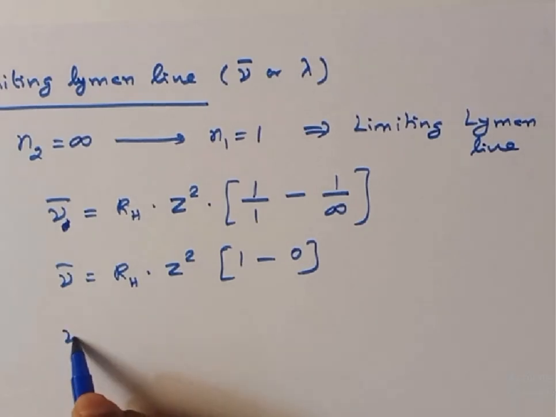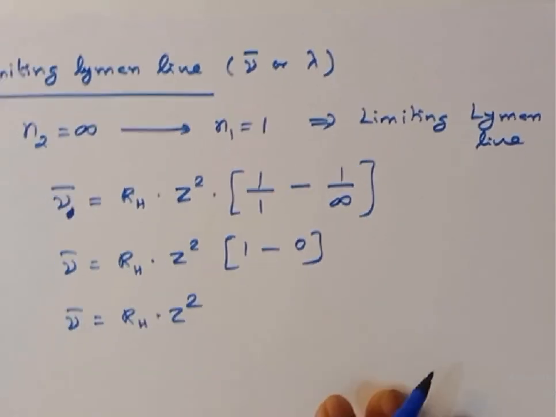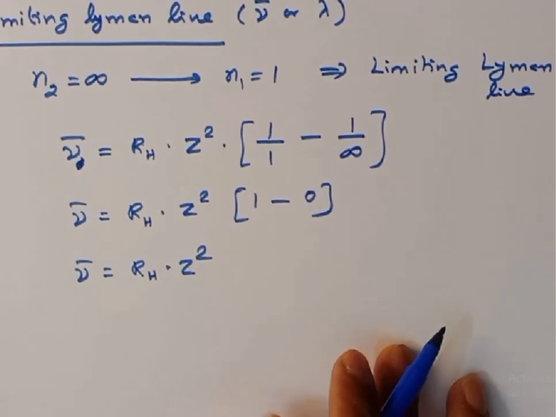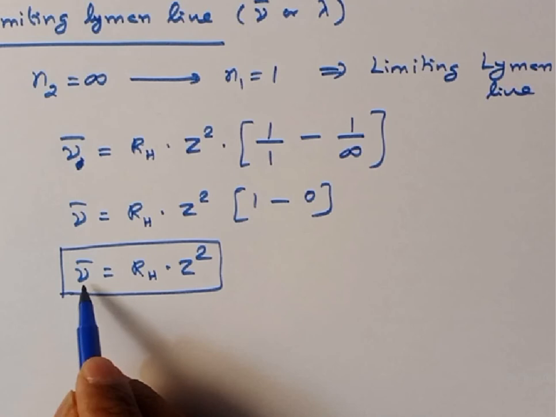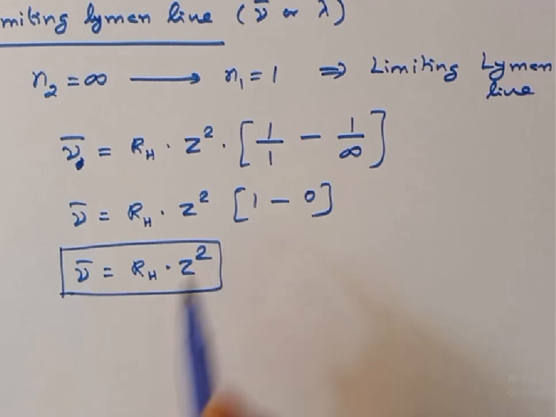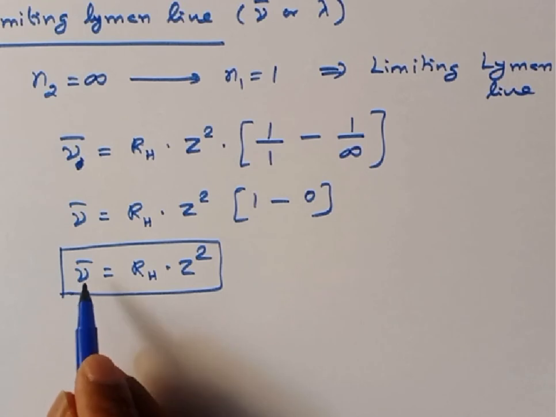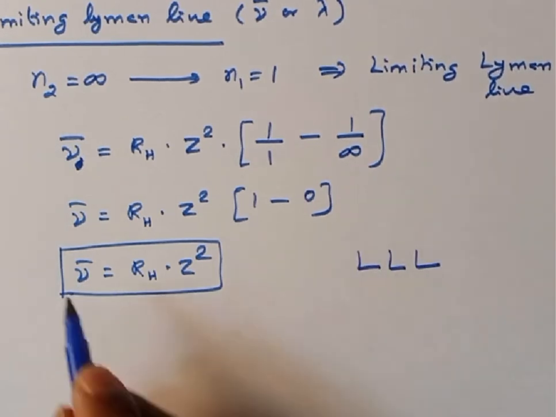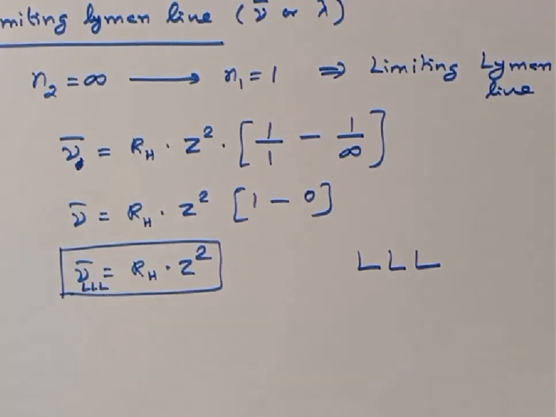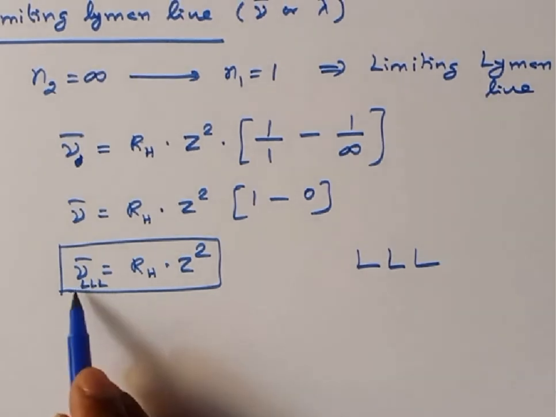Therefore, what we get is nu bar equal to RH into Z square. This is the formula for the wave number of the limiting Lyman line. I'll put triple L, which means wave number for the limiting Lyman line. Just for understanding purposes, I wrote it like this.